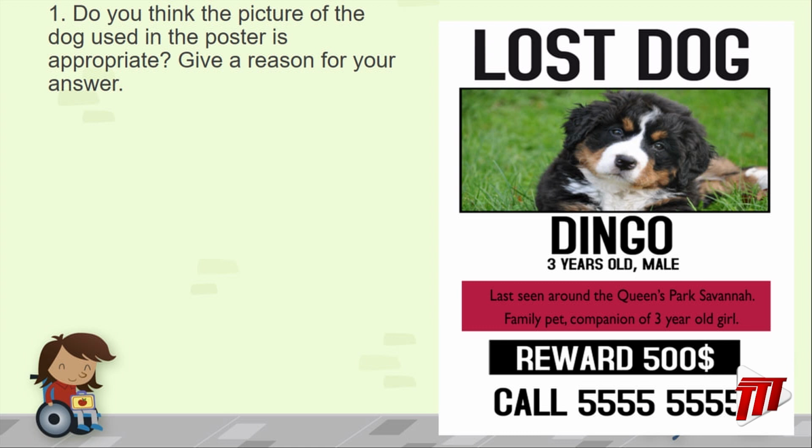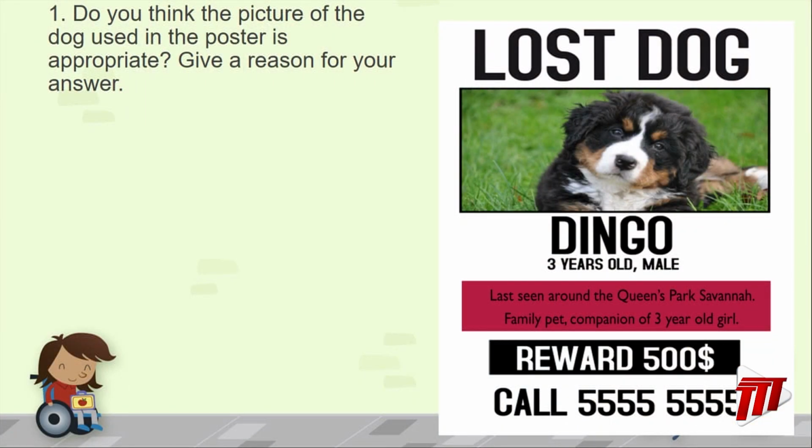Let's consider the picture of the dog. The picture used in the poster shows us a dog. The dog is brown, black, white. He has white around his mouth and between his eyes. His eyebrows are brown. He has some brown on his paws. He has a generally black body. So someone seeing this picture would be able to easily identify Dingo.